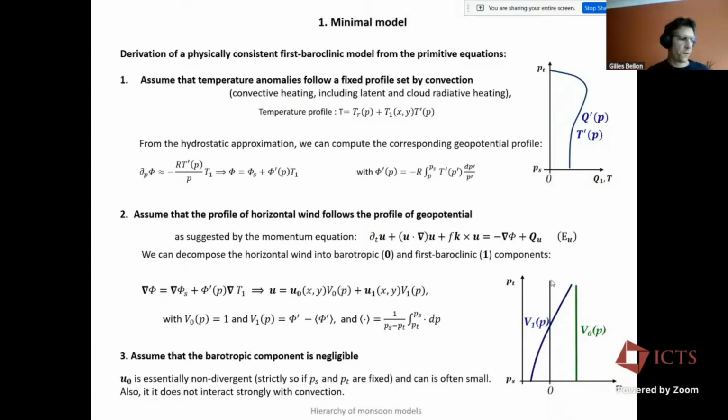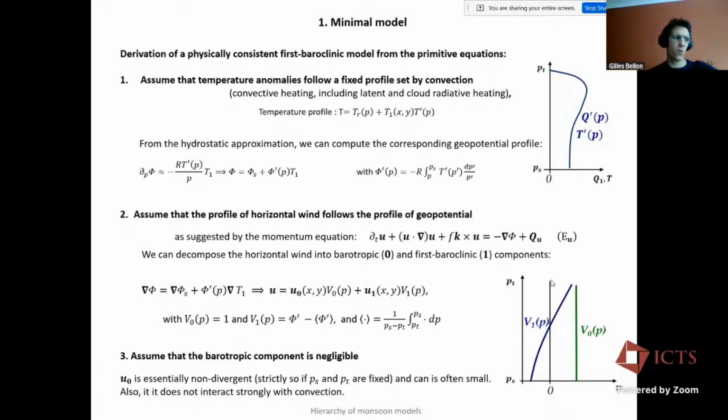And the best way to do that is probably to follow the path that's taken for the quasi-equilibrium tropical circulation model, although in an even simpler way. So if you assume that your temperature profile in the atmosphere follows a fixed perturbation profile that is also the same as the cloud latent and radiative heating profile, you can compute the profile of geopotential that results from the hydrostatic equation and this temperature profile.